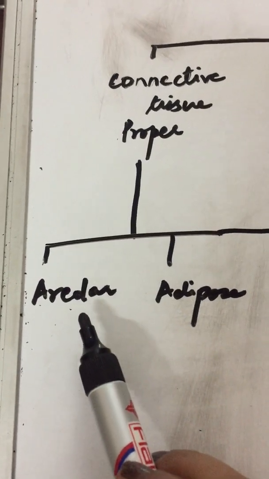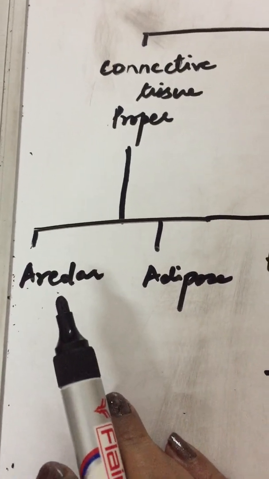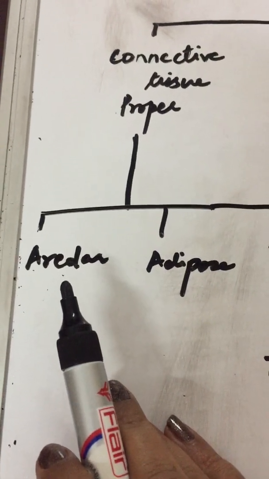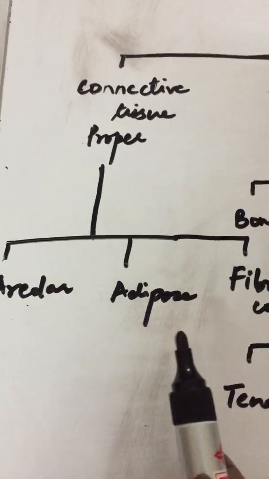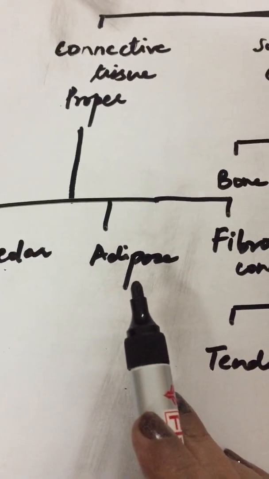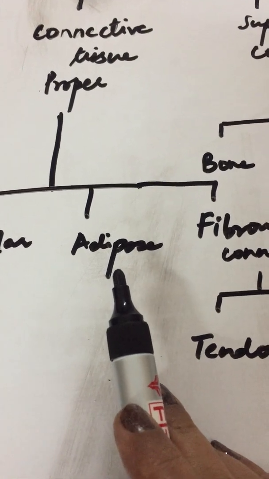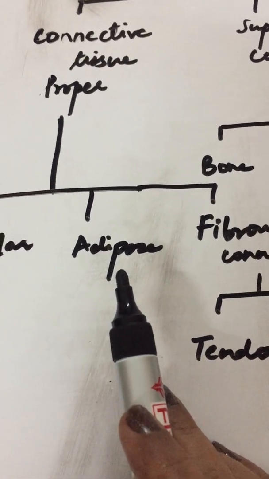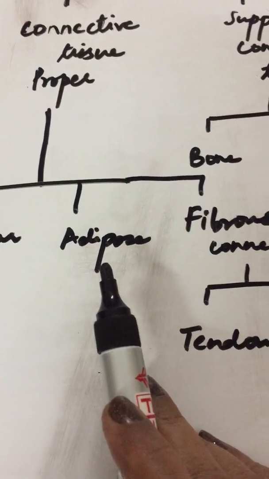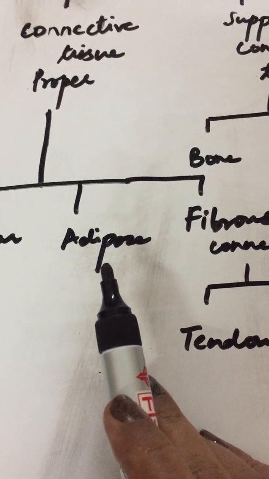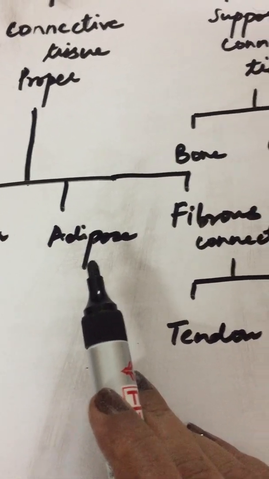Areolar tissue is present underneath the skin. It helps to bind skin to the underlying organs. So it's basically a binding tissue. Adipose tissue is also present beneath the skin and its main function is to store fat. Adipose cells store fat and fat acts as an insulator. It keeps the body warm and also acts as a reserve source of energy.